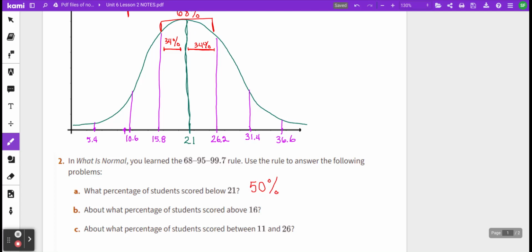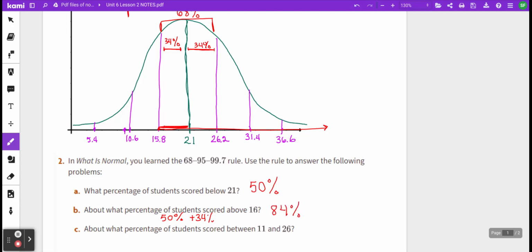Okay, about what percentage of the students scored above 16? So we can see we're going from 15.8, because that's close to it. We're going to go from here all the way up. So we know that we're going to be adding the 50% from the 21 up. And then we need to add what this is, which is 34%. And that's going to give us 84%.